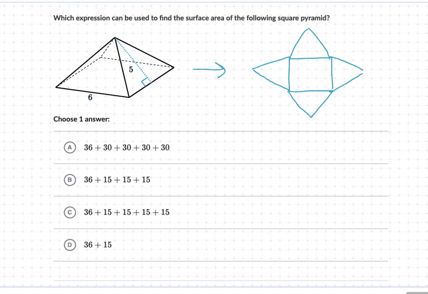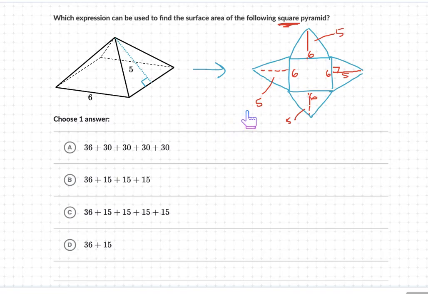I have a 6 here, and then this 5, they said, is the height. So notice this dotted line here. That's the height of a triangle. We know it's a square pyramid, so even though 6 doesn't look like it's giving us a lot of information, it's a square, so all of these are 6s as well. And that means all of these are 5s as well. Okay, so that's actually a lot of information.